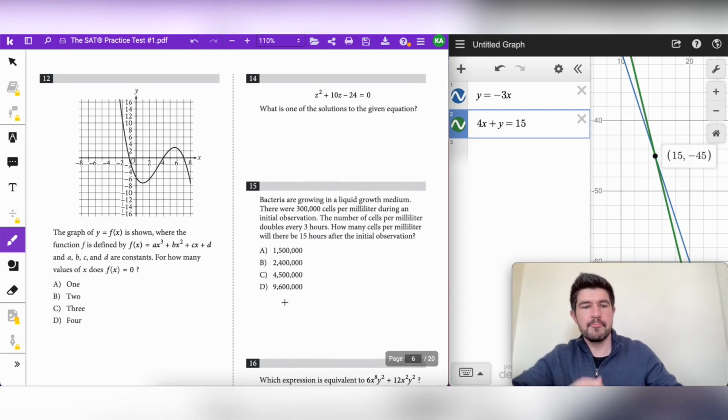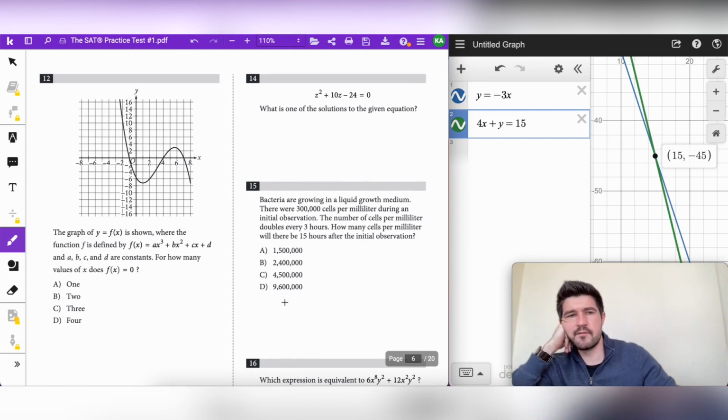Number 12. So we've got a really messy looking problem here, but this one's actually pretty easy because it says, for how many values of x does f of x, that function, equal 0? Well, when f of x equals 0, that's another way of saying that y is equal to 0. Remember, f of x and y are interchangeable. They mean the same thing.